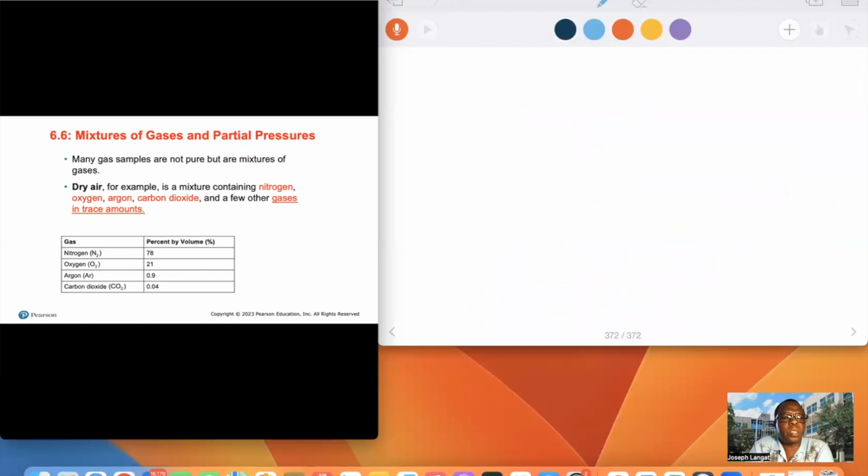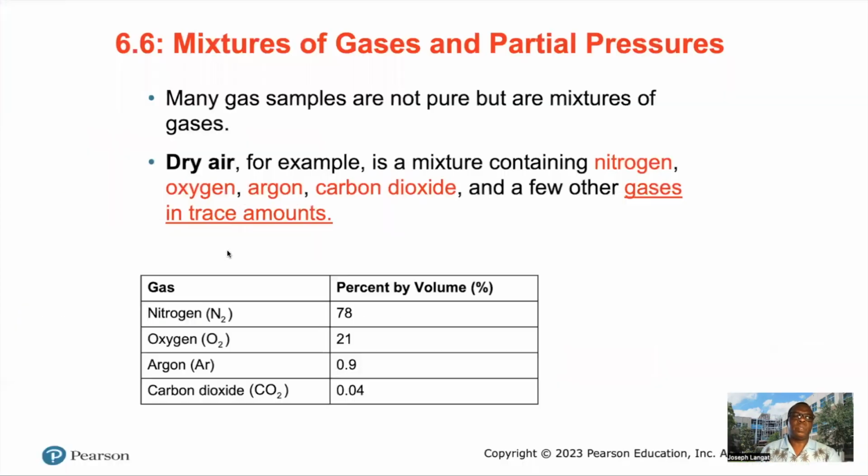6.6 is on Dalton's law of partial pressure. When we talk about partial pressure, it is the pressure exerted by an individual gas sample in a mixture. Remember, gas may be a combination of two or more gases. For example, dry air consists of nitrogen, oxygen, argon, carbon dioxide, and a few other gases in trace amounts in the atmosphere.